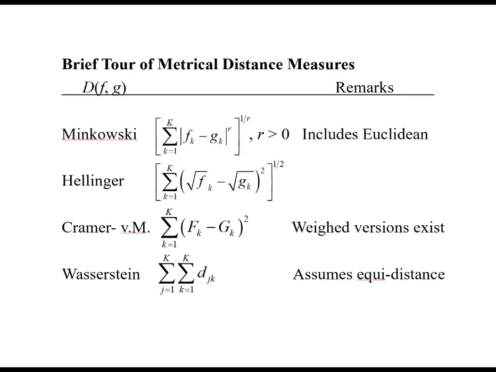So this finally leads us to just a brief tour of some of the more popular metrical distance measures that are available. And I'll just remark on a few properties of them. First of all, are there ones where you can introduce weights, or where weights have popularly been introduced? The Cramér-von Mises distance is an example of this. Are there any that impose assumptions on the scales, like assuming equal distances between the bins? The Wasserstein metric does that, so if we don't want that, we wouldn't use the Wasserstein.